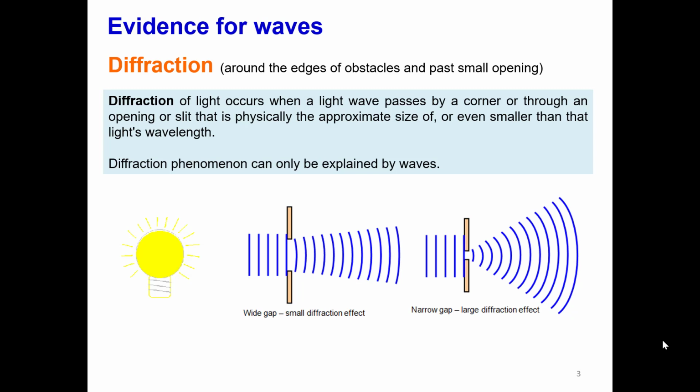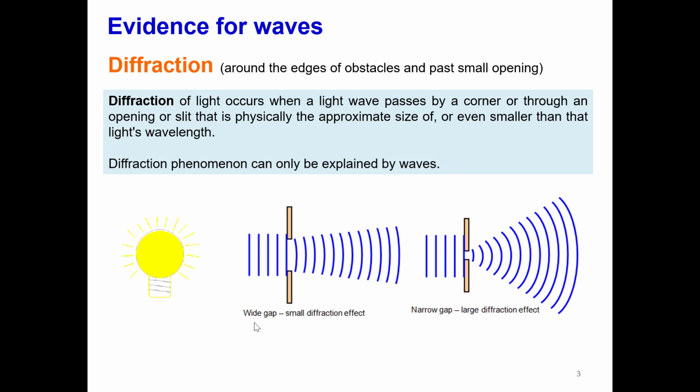Remember, diffraction occurs when a wave can travel around the edges of obstacles or pass through small openings. In the case of light, diffraction occurs when the light wave passes by a corner or through a small opening or a slit, like in the figure. Light can pass through the opening even if the opening is approximately the size of, or smaller than, the light's wavelength. And we cannot explain this result if light is a particle.